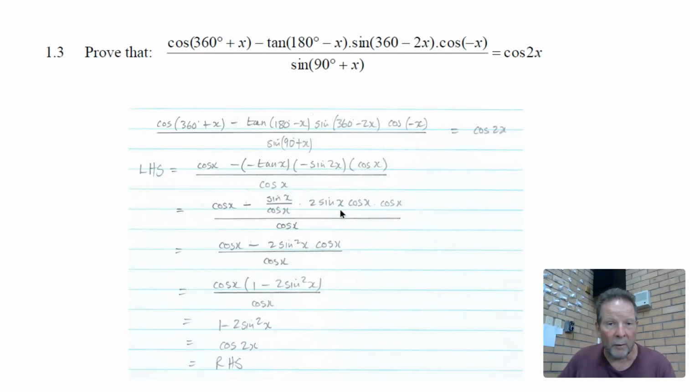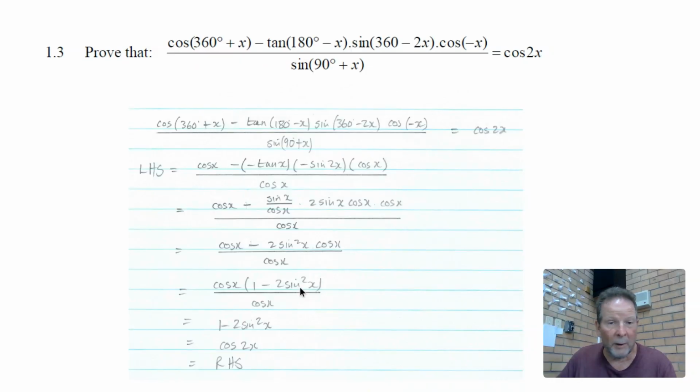See, one of these cos x's is going to cancel here. Sine times sine is going to give me sine squared. So we've got cos x in 1 minus 2 sine squared times cos. Well, it's time to factor out the cos x. And 1 minus 2 sine squared, that's another identity.